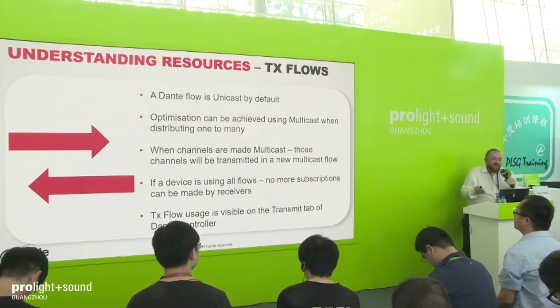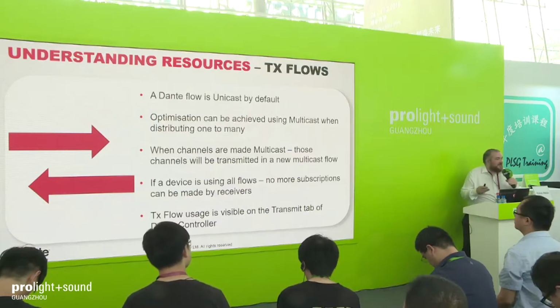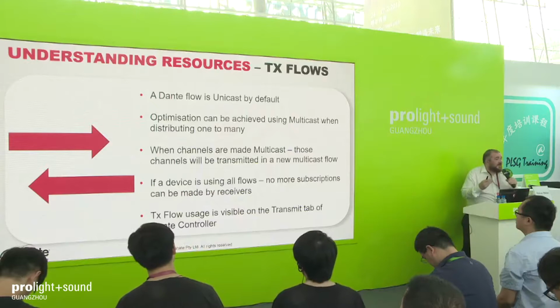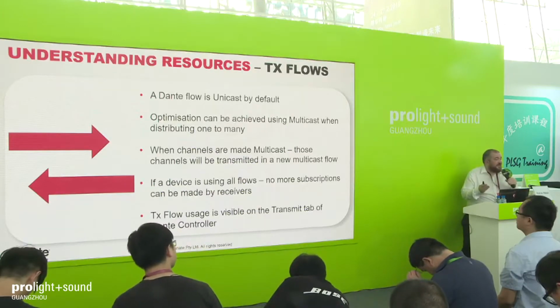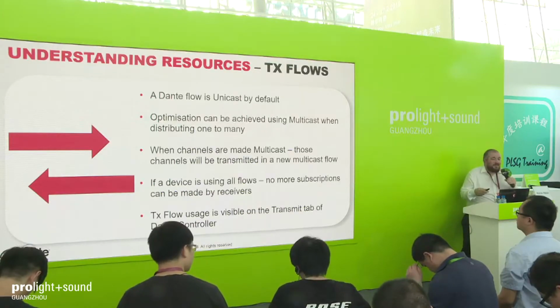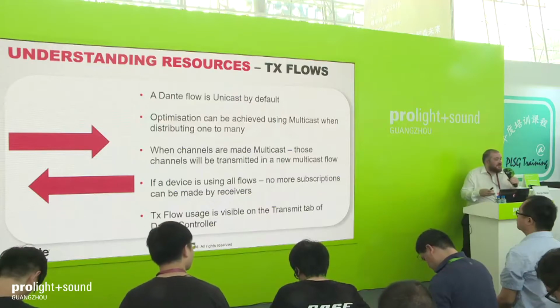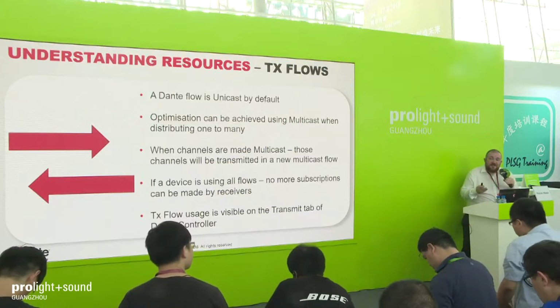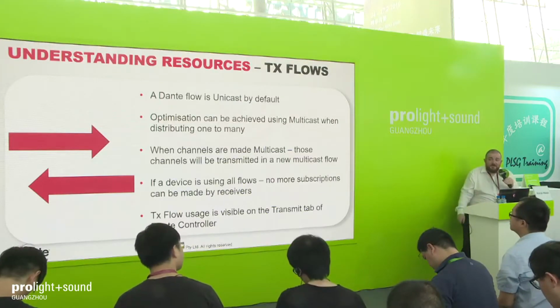Using the transmit flow visibility in Dante Controller is really useful. If you look at the transmit flow for a device, it will say how many flows you are using and how many you have left. There are no secret hidden ones. That number is totally honest. If you want to make transmit flows more efficient, you can use multicast to do this.